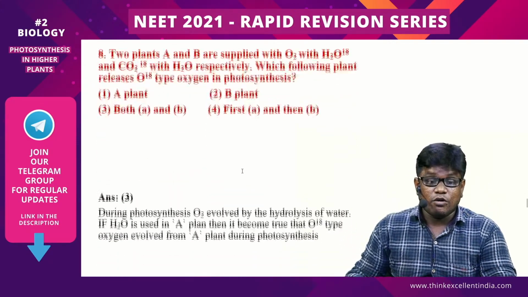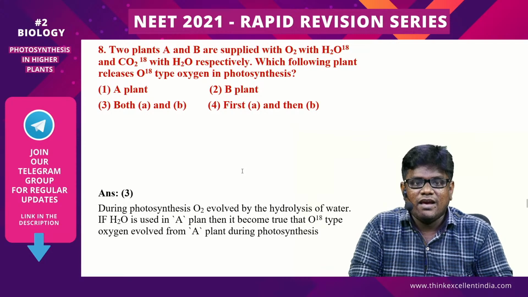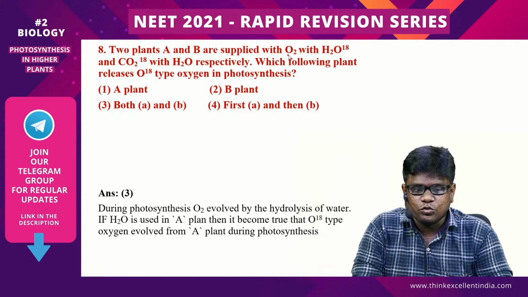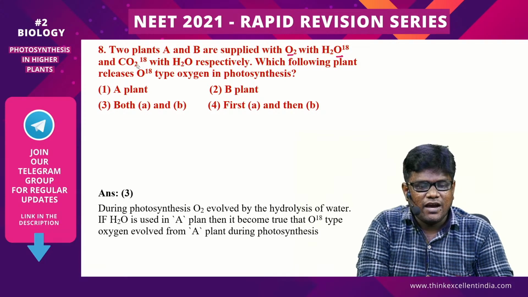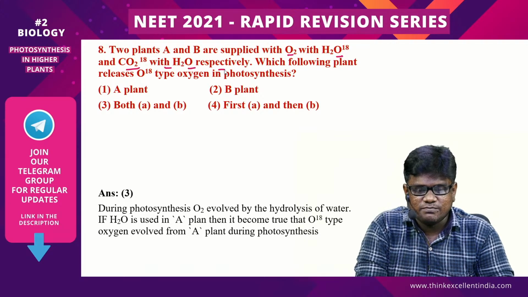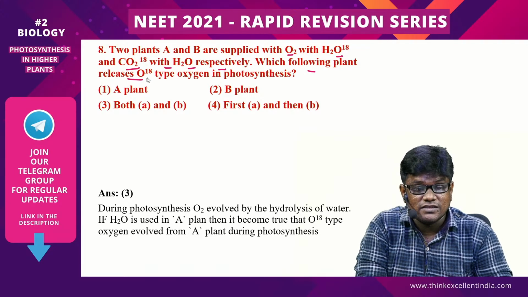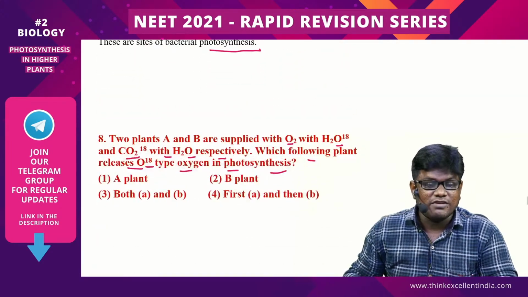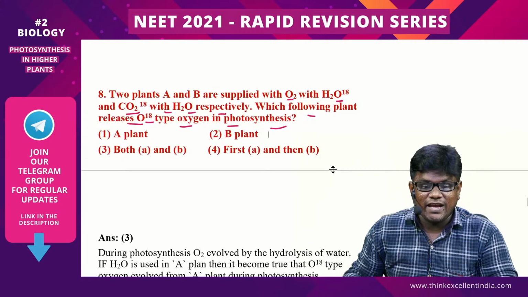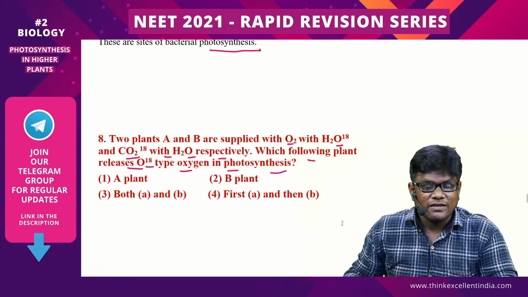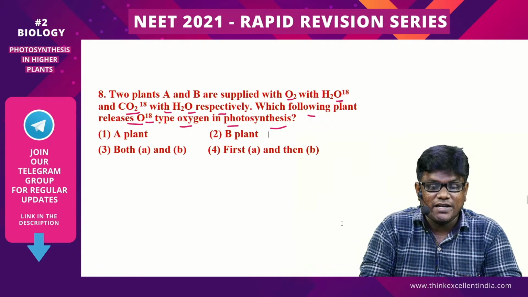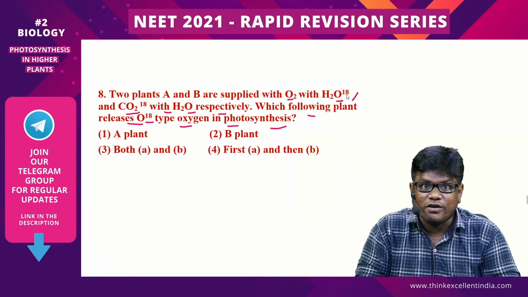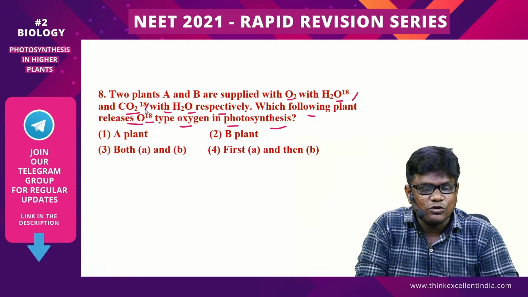Now we're going to talk about the question: two plants A and B are supplied with O2 and H2O18, and CO218 with H2O respectively, and the plant that releases O18 type of oxygen in photosynthesis. In this question you have to be very clear. H2O18 is there, right? And here CO218 is there.